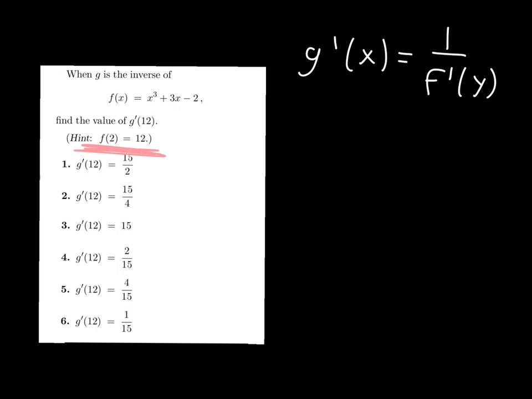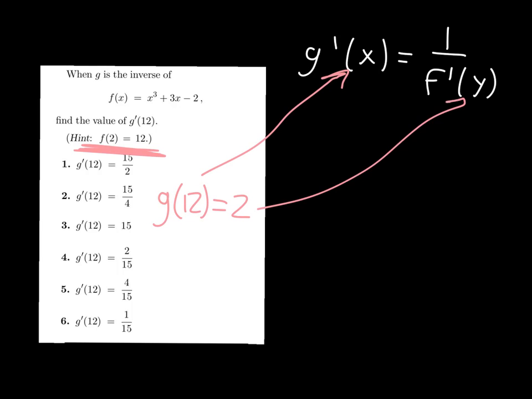Okay, so we have our formula. So g prime of x equals 1 over f prime of y. And that y, what was it? Oh, it's the x value. So this guy right here needs to be inverted. So g of 12 equals 2. So the x that's in here is going to be 12, and the y that's in here is going to be 2. So let's take the derivative of this. So f prime of x equals 3x squared plus 3.